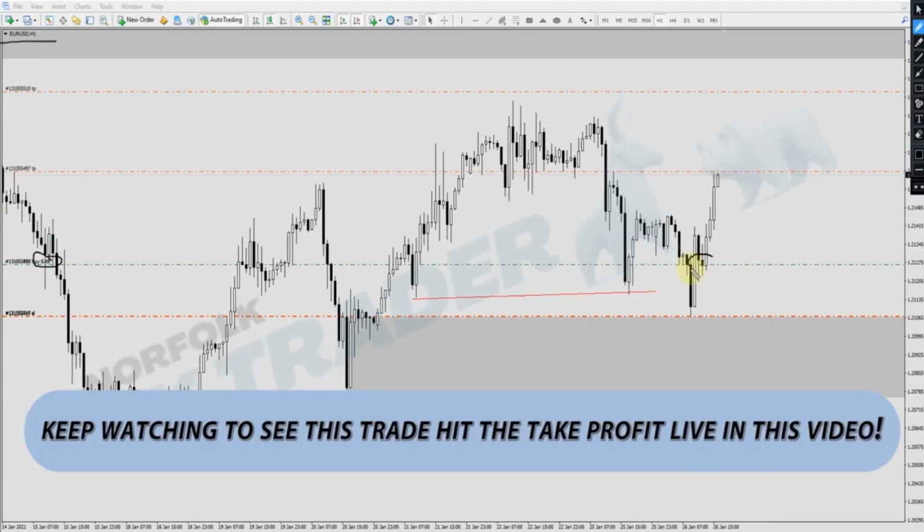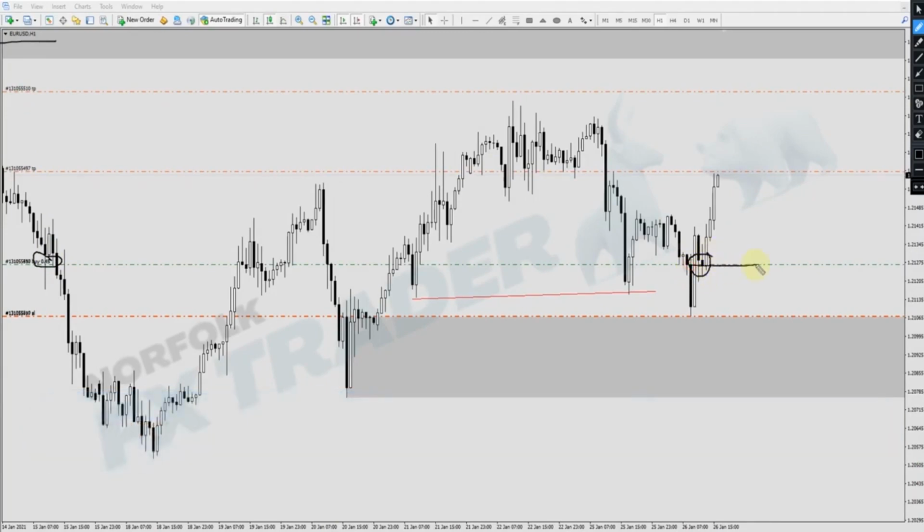The entry came back nicely, retested that area which I'd drawn on the previous section of this video. This is that area of the 1 hour. As you can see, that take profit has just been taken. So the first profit target has now been hit on this trade. The market pulled back into my entry and it's rallied up to that first target.